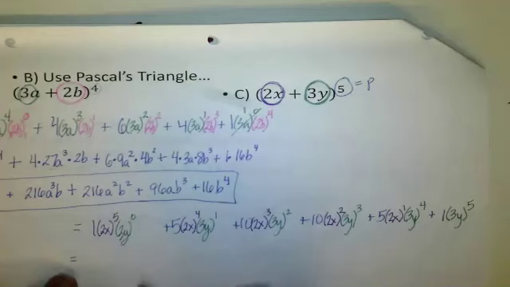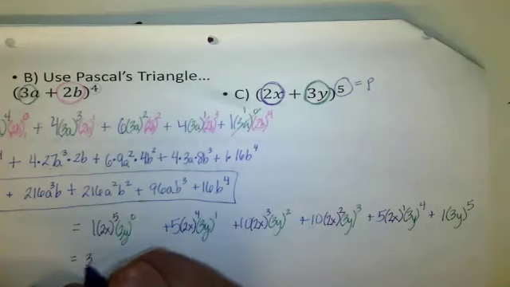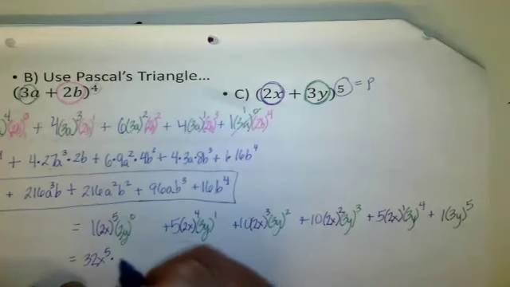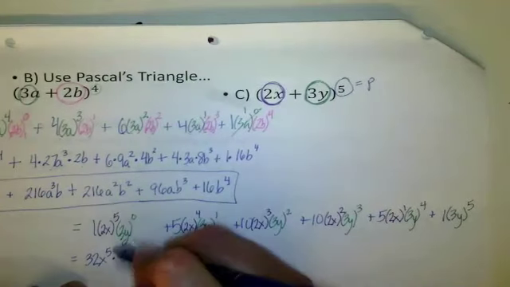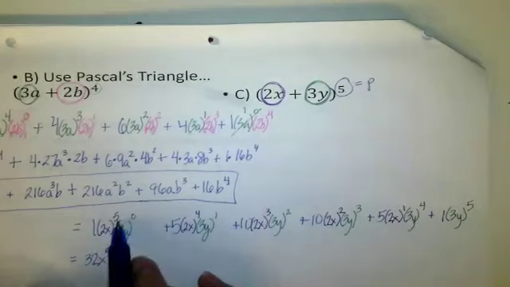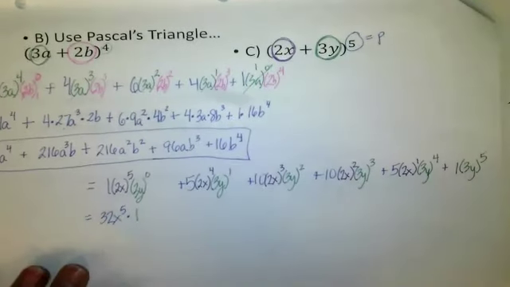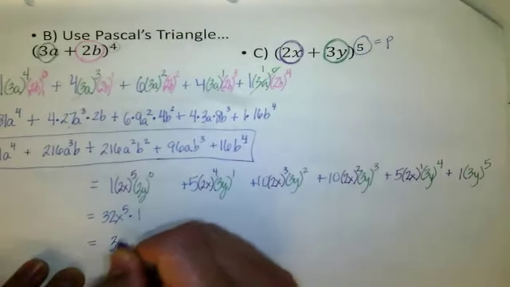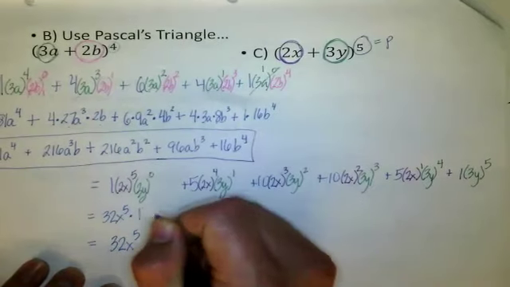What is 2 to the fifth? 32. So 32x to the fifth times 1. 2 to the fifth. And that's just going to be 32x to the fifth. And again, you might want a calculator.